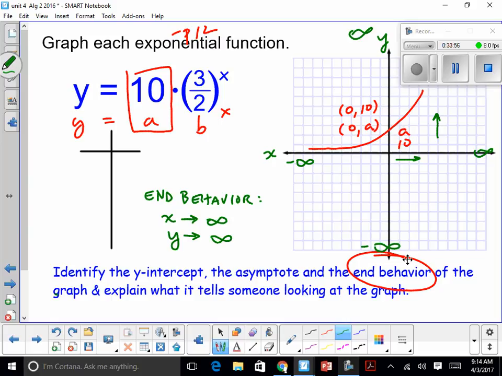Here comes the part that messes up some students. What happens as x, as we travel towards negative infinity? Should I put it below it? Right, below it. If I had space, I'd put it below it.